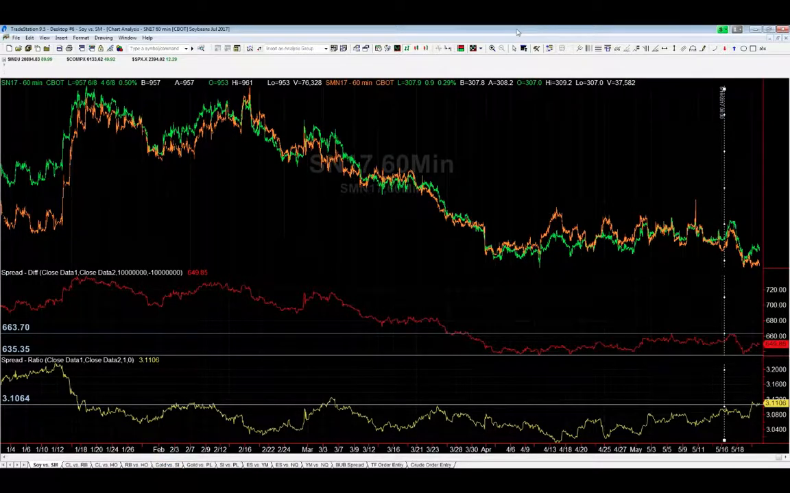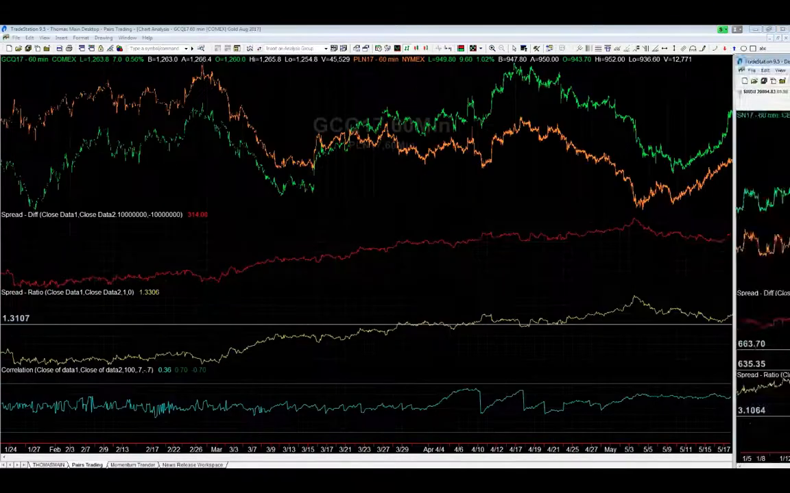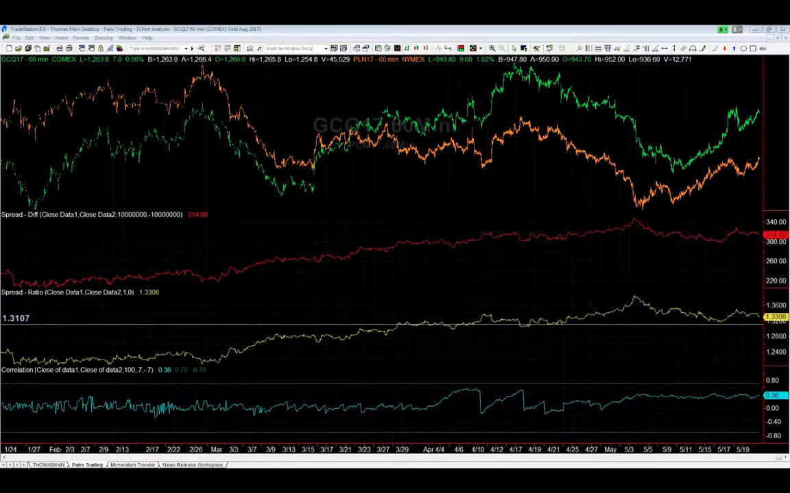Make sense? I have not looked at a moving average on the spread ratio personally, but thinking through it, I think that would be something pretty interesting. It could work.